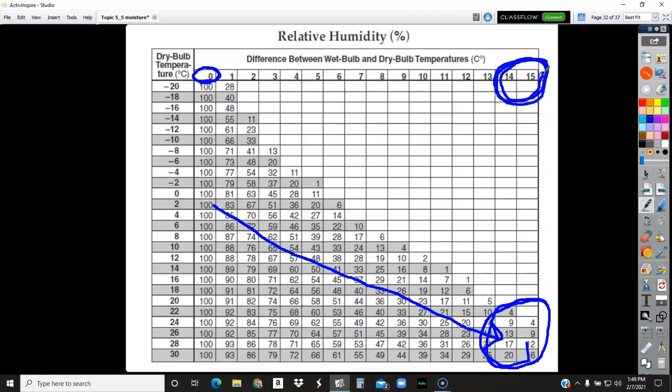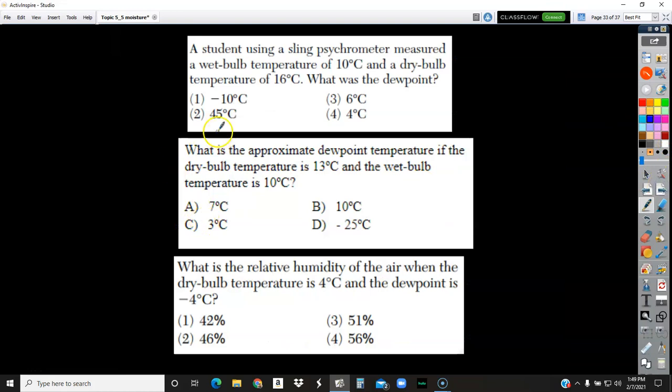And again, we said that earlier. The bigger the difference between the numbers, the drier the air is, right? It's less humid outside. Okay, let's do a couple quick practice questions. I know this video is running long.